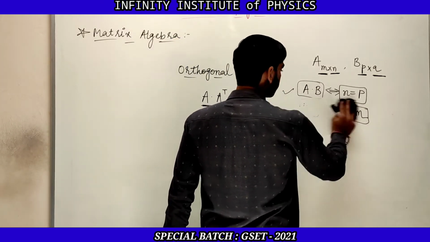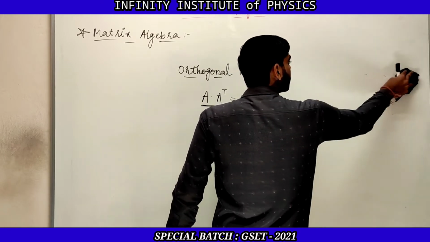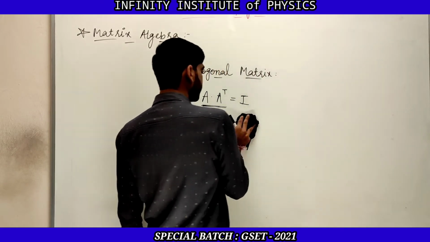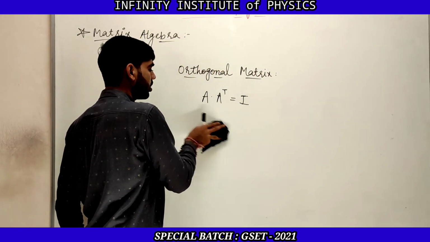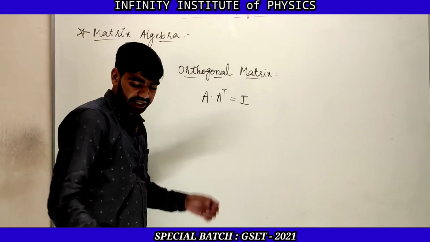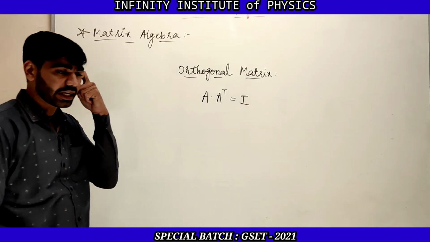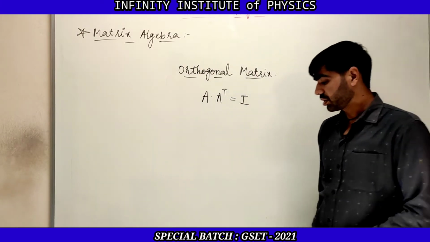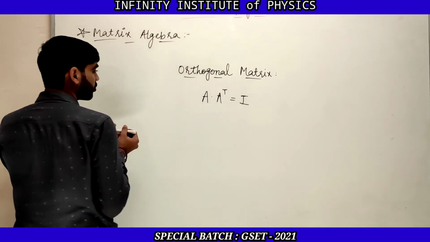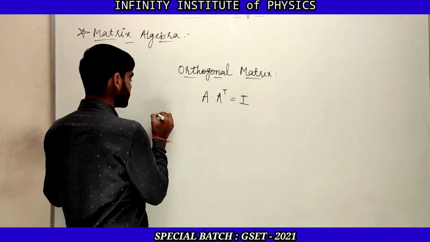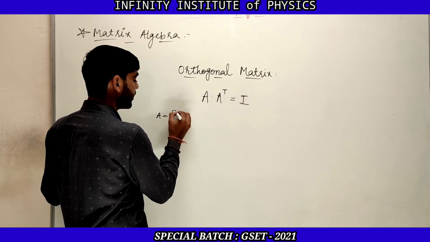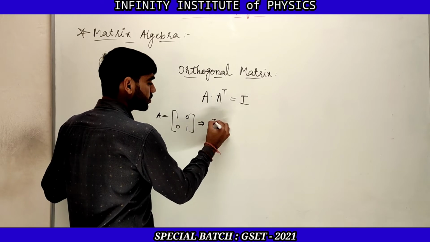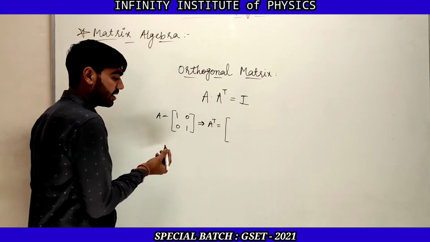A matrix is said to be orthogonal if A into A transpose is equal to the identity matrix. If the product of a matrix with its transpose is identity, then that particular matrix is said to be orthogonal. And the identity matrix itself is an orthogonal matrix. How? Suppose A is the 2 by 2 identity matrix, 1 0 0 1. Then let us find the transpose. So A transpose will be the same as identity.